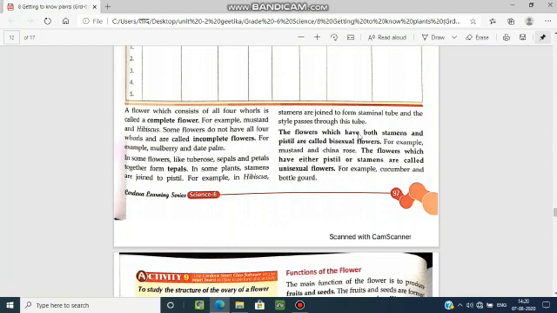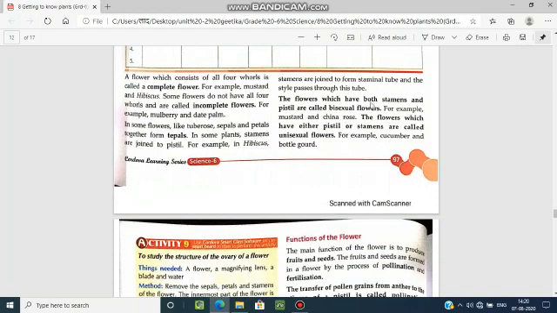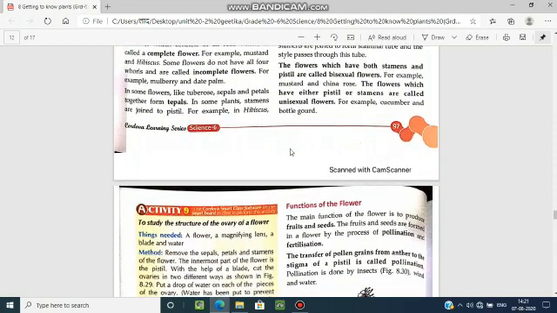The flowers which have both stamen and pistil are called bisexual flowers because male and female parts are found on the same flower. For example, mustard and China rose. The flowers which have either pistil or stamen, only one reproductive part, are called unisexual flowers. For example, cucumber and bottle gourd.